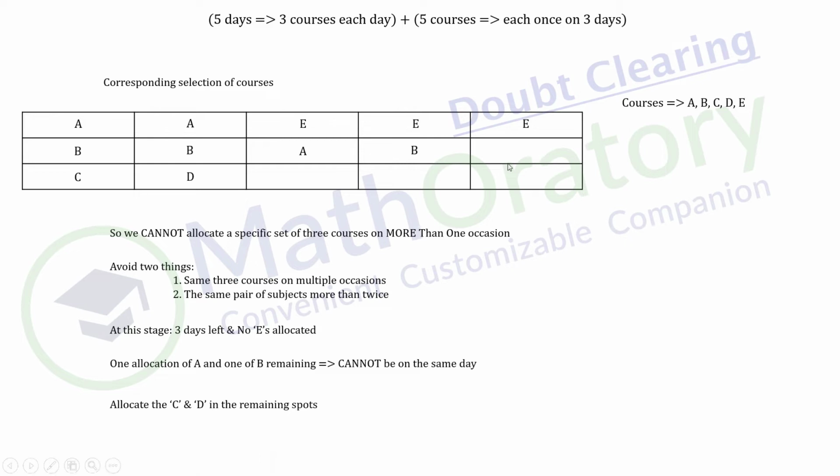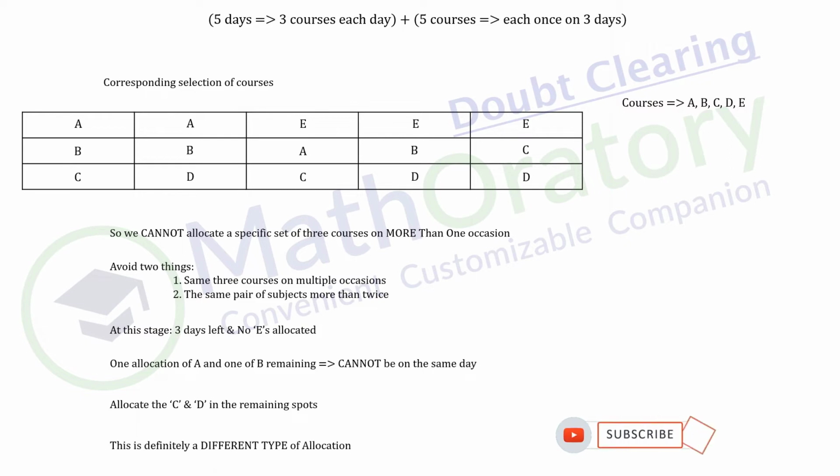So let's start with these two. Pretty obvious that we cannot have the same course, and we have C and D remaining. So one of them has to be C, another has to be D. And out of these two, there will be one C and one D for obvious reasons. So this is definitely a different type of allocation from type one. And beyond these two, we cannot have any further types. So now let's first find the number of ways these allocations can be done in each type.